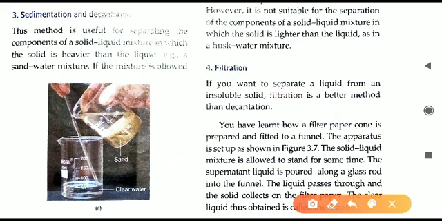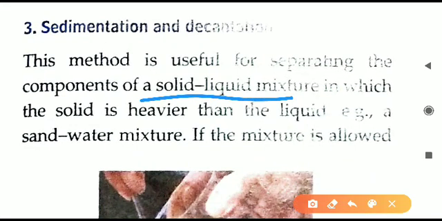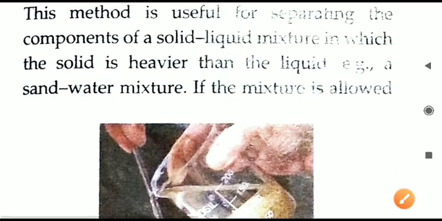Two processes are done together, one by one. So what is the principle here? Let us read. This method is useful for separating the solid liquid mixture. In this case, what is there? Solid is heavy in weight and the liquid is lighter. So one thing should be heavier, another one should be lighter, or we can say another one should not be able to dissolve it.